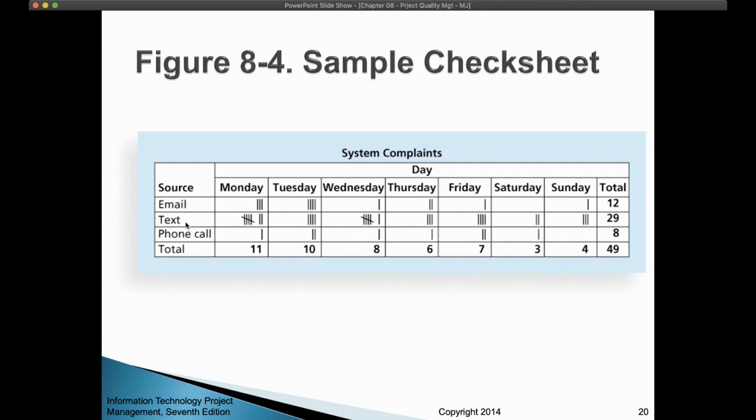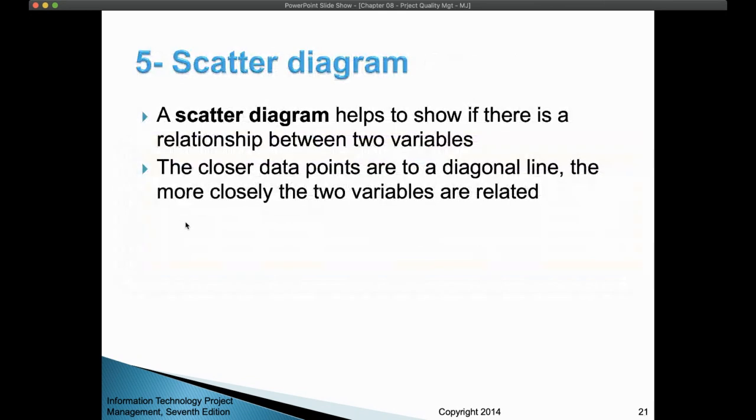So Monday is the start of the week. Is it because people start the week and come back after the holiday and forget how to log in, for example, or forget their password or something like this? Then you can also investigate further. So these check sheets will help you decide where you can improve or where you can work.